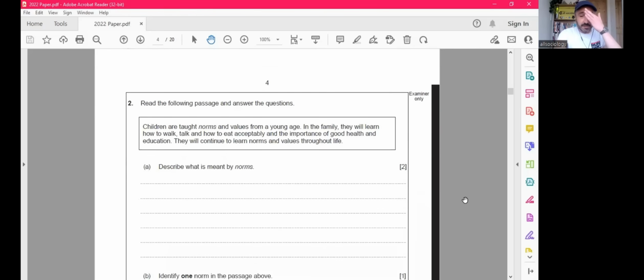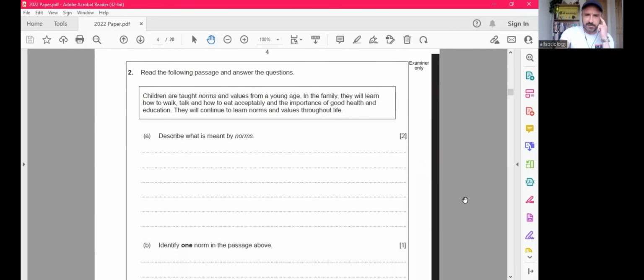Next question is one where you have to read a passage and then answer the questions that follow. The passage reads, children are taught norms and values from a young age. In the family, they will learn how to talk, walk, how to eat acceptably, and the importance of good health and education. They will continue to learn norms and values throughout life. The first question you've got is a 2-marker.